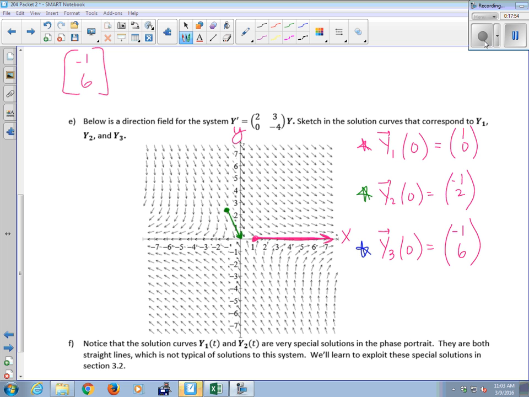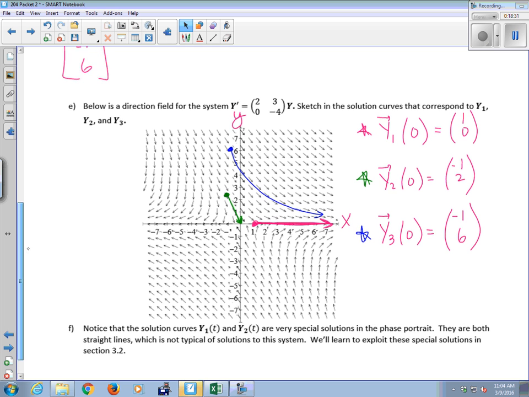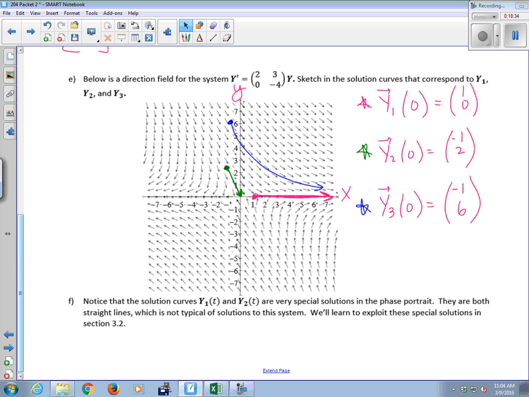Okay, y3. The initial condition is (-1, 6), up here. And this one hooks, right? This one starts to come down, but then ends up asymptotic to the first. And that's not a coincidence. y3 was a linear combination of y1 and y2. y1 and y2 were straight line solutions, and the linear combination of those two ended up following both of them, tangentially. Not a coincidence. Is y3 a projection of y1 and y2? No.